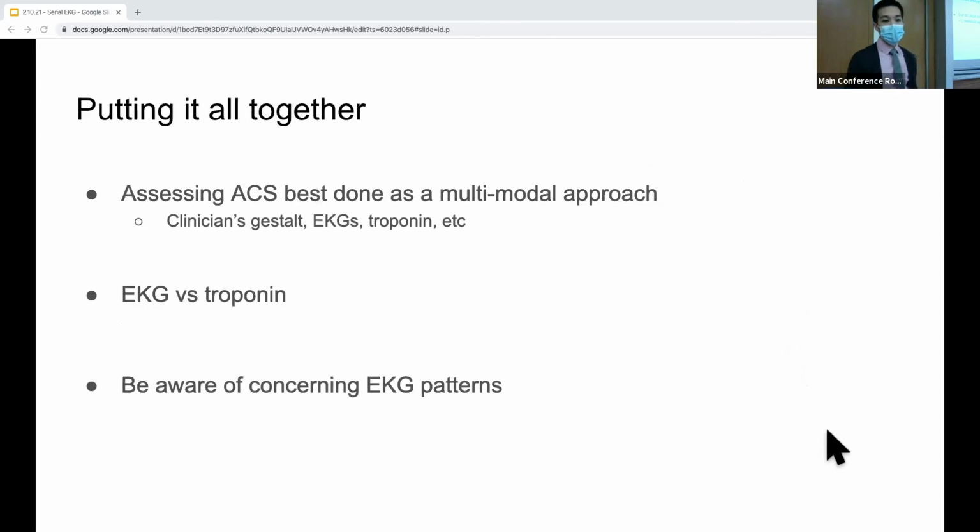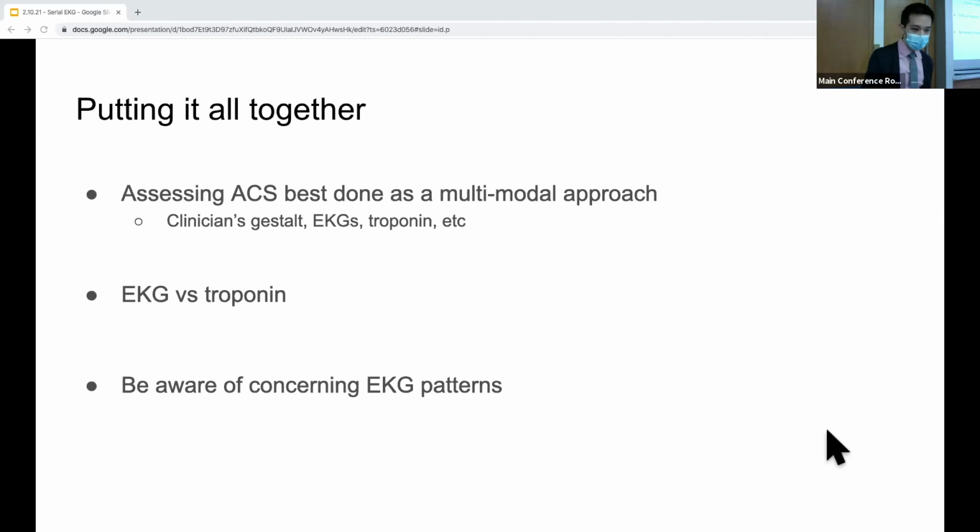Right. And so we've reached the end, I promise. Putting it all together, basically, assessing ACS, there have been multiple studies that show you can't really pull one thing out and use that as your defining tool. So I apologize to Dr. Souza for that. EKGs, troponins, and your gestalt all together are actually what provide you with the best chance of properly diagnosing ACS, which kind of makes sense. More data allows you to be more accurate.